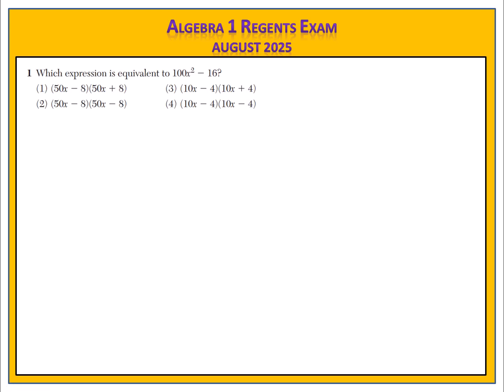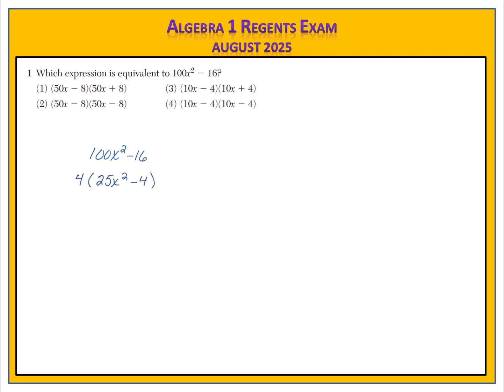Problem 1. Which expression is equivalent to 100x squared minus 16? We see the four choices are factored forms of the original problem. We have a few ways we could approach this. One possibility is to take the original 100x squared minus 16 and rewrite it in factored form. Keep in mind that the answer may not be fully factored. It might be something we see along the way.